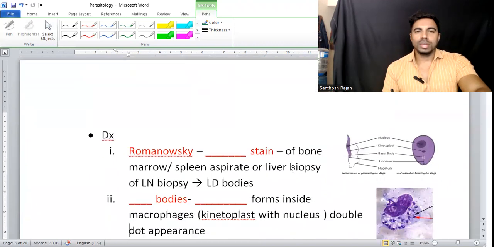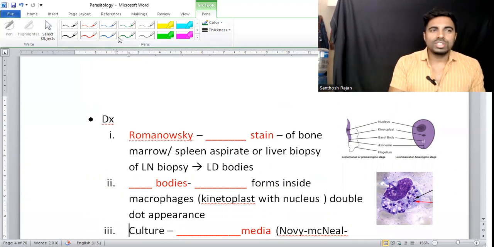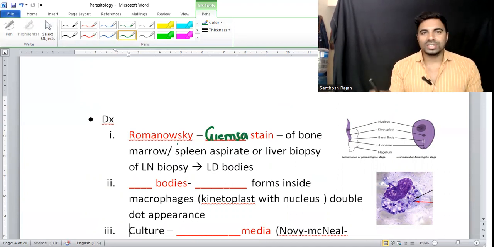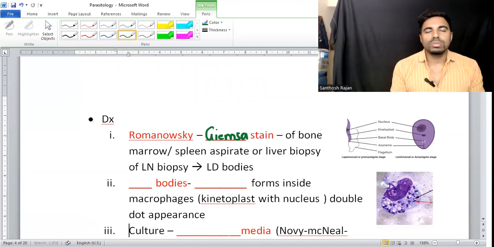Diagnosis. If you talk about the parasite part, it could be for malaria, trypanosome, whatever. The stain we usually use is Giemsa stain. But Giemsa stain comes under which stain? Romanowsky. We're going to talk about Romanowsky in a while. There are other stains also: Wright stain, Leishman stain, Jaswant Singh Bhattacharya stain. We'll talk about it. But please remember, Giemsa is the most commonly used stain.